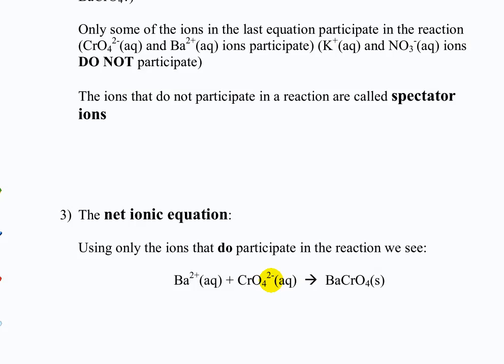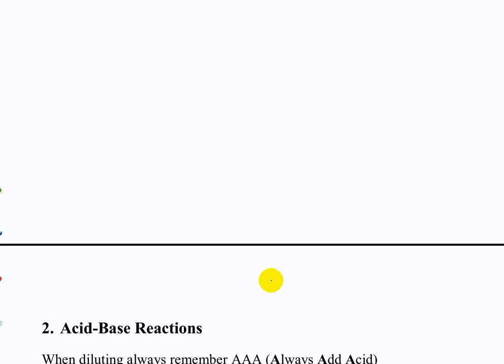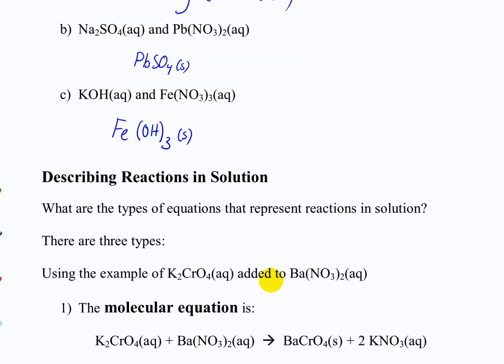So part of your post-lab tomorrow, or pre-lab if you want to do it before, I don't care, will be to write the net ionic equations for each of the reactions that you do that result in a product. So it'll be good to look at some of these practice exercises. We don't have time today. But we'll talk about this more tomorrow.